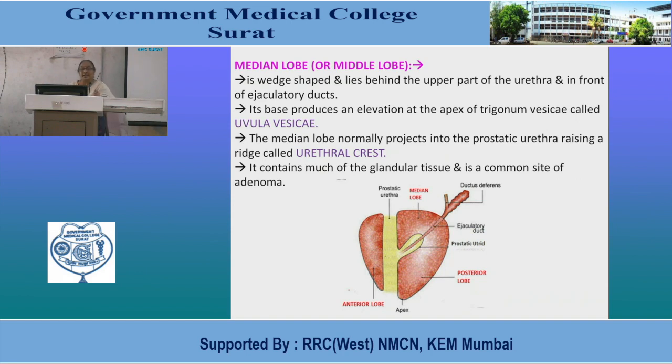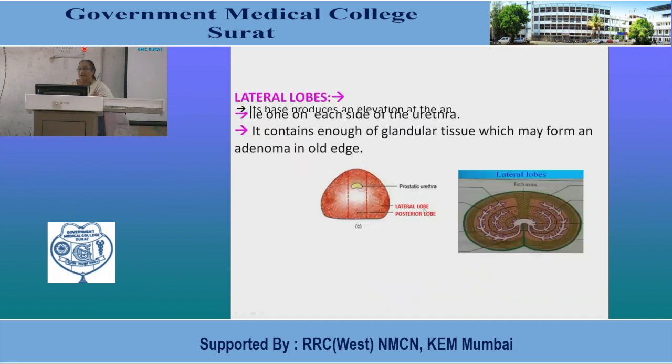So what is the uvula vesicae? The base of the median lobe produces an elevation at the apex of the trigone vesicae called the uvula vesicae. The median lobe normally projects into the prostatic part of the urethra, raising a ridge-like cord, which is the urethral crest. So this is the prostatic urethra. We'll do the diagram in detail. The median lobe contains much of the glandular tissue and is a common site for adenoma.